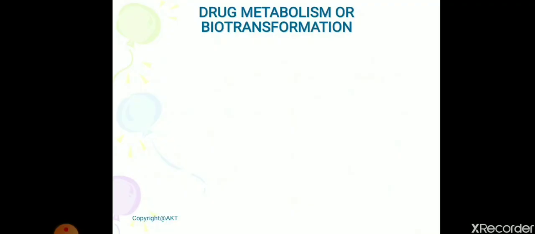Drug metabolism or biotransformation. All drugs which are absorbed will be distributed into the various tissues or may get redistributed, but finally they have to be metabolized. The drug will be taken by the blood into the liver for metabolism. All drugs are poison, but all poisons are not drugs. So drugs are all poison, and can lead to toxicity. So the drug has to be detoxified and removed from the blood after the action is over, preventing the accumulation of the drug which can lead to toxicity.